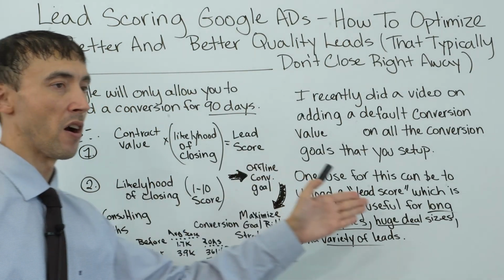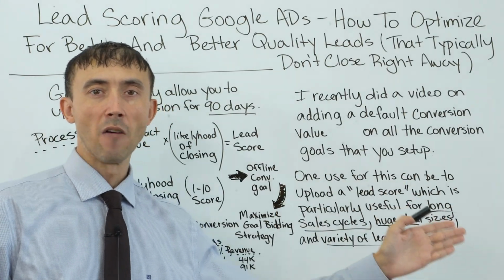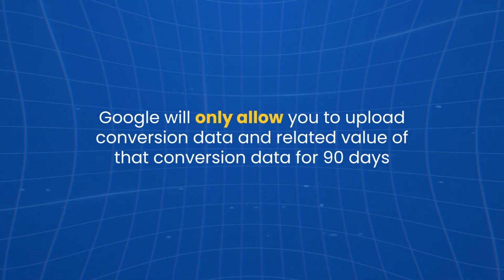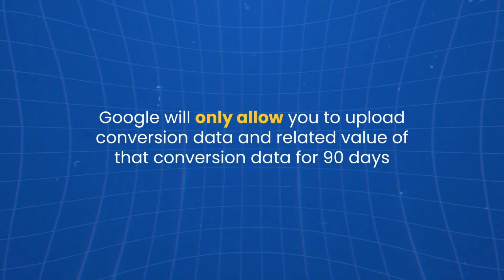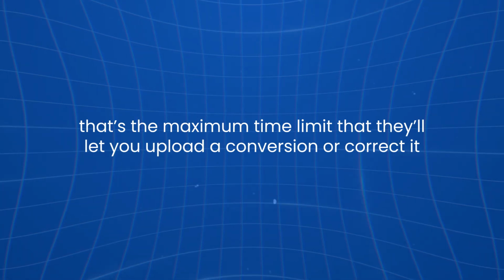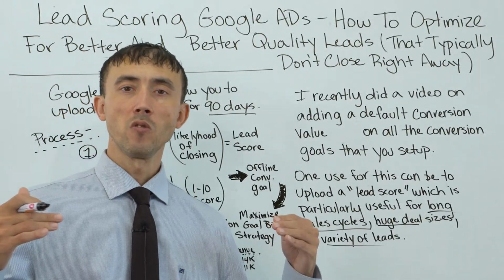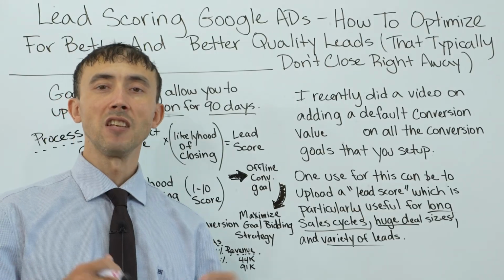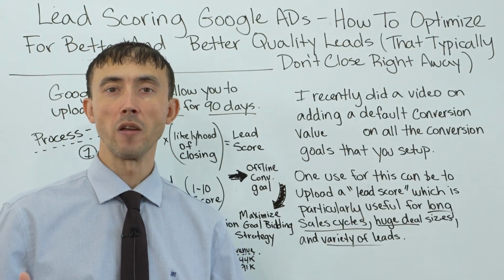You've got lead score as the value, you can go that route, or you could do the actual revenue itself that would essentially be coming from the lead. Google will only allow you to upload conversion data and the related value of that conversion data for 90 days. That's the maximum time limit that they'll let you upload a conversion or correct it. In other words, if you typically do not close a sale within 90 days, you need to be using this lead scoring method, one of them, to make your campaigns more efficient on an ongoing basis.